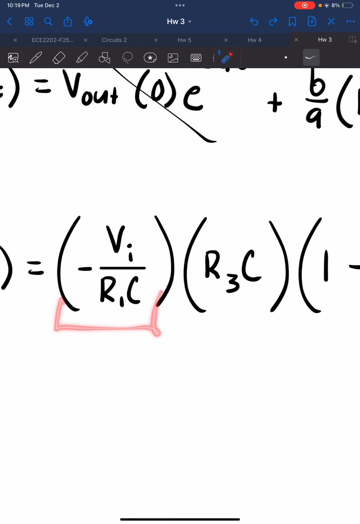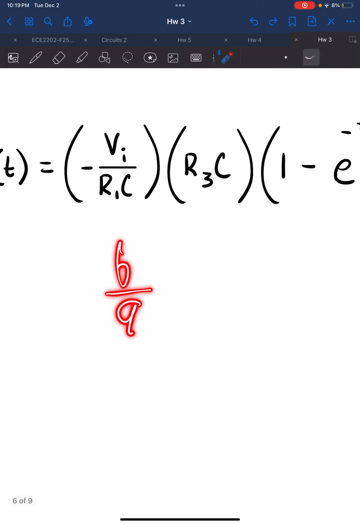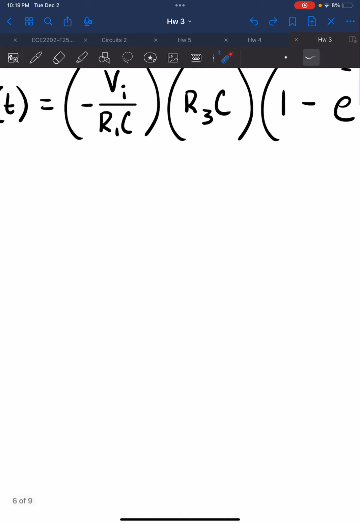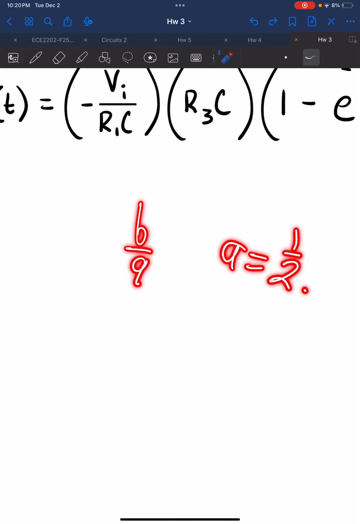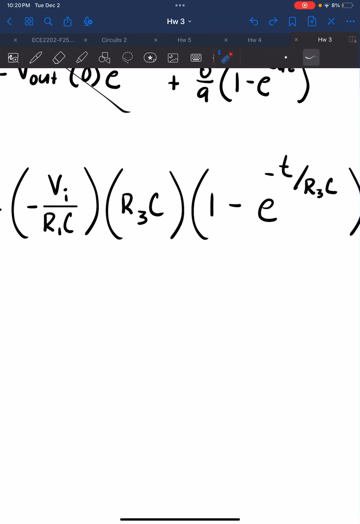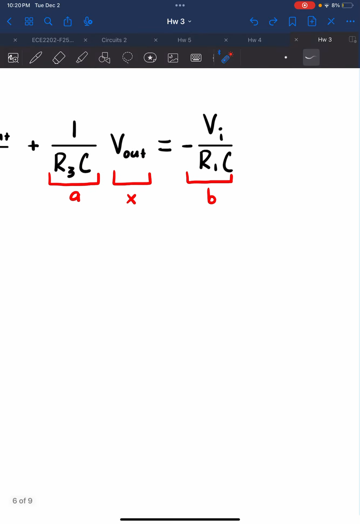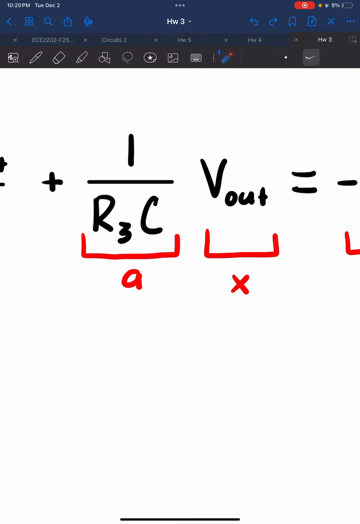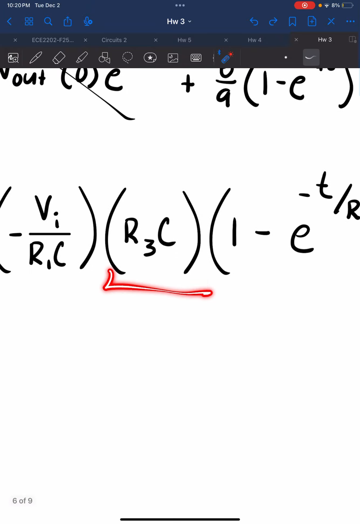This is our b term, and if you remember, dividing by a fraction is the same as multiplying by the reciprocal. So say we have b over a, and a is equal to 1 over R3C. Dividing by a fraction is the same as multiplying by the reciprocal, so these are the exact same thing. What I'm doing here is multiplying b by the reciprocal of a, which is R3C over 1, and that's where this term is coming from.